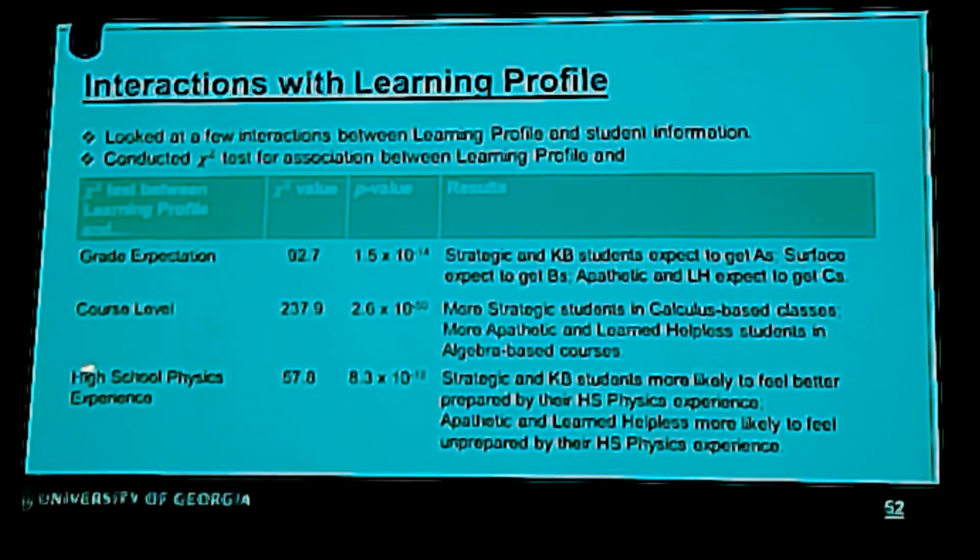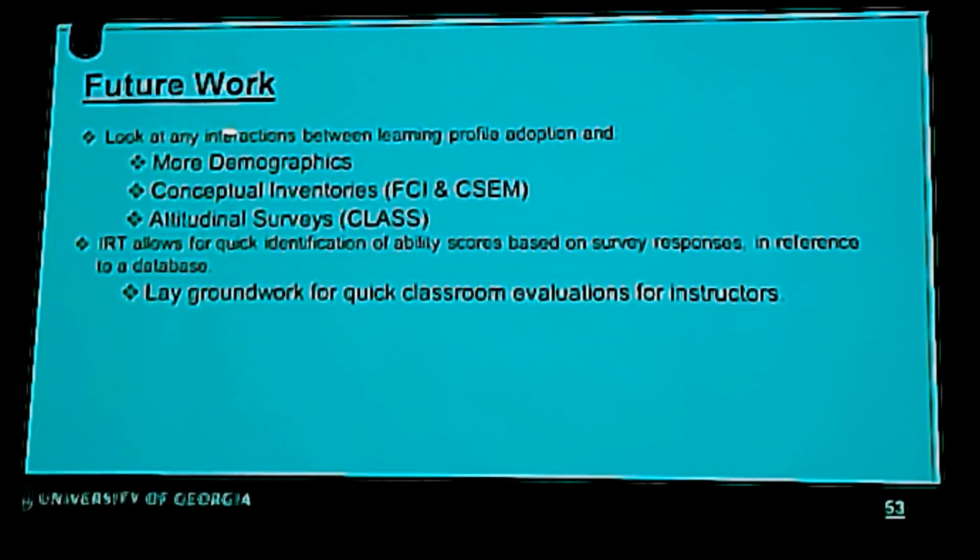And lastly, I asked if they had high school physics experience, and that actually didn't seem to matter too much. I also asked them, did they think their high school physics experience prepared them for college physics? That seemed to correlate highly with learning profile. Strategic and knowledge building students were more likely to feel like their high school physics experience prepared them for college physics, whereas apathetic and learned helpless students felt that it didn't prepare them for college physics. In the future, I'm running over here, I want to do some more correlations to see what's going on between learning profile and other measures.